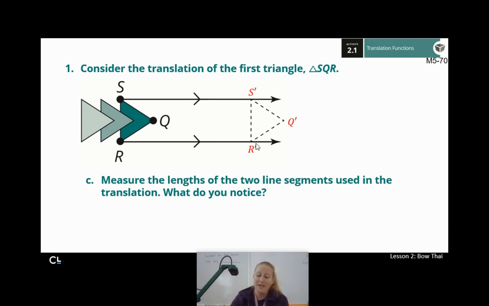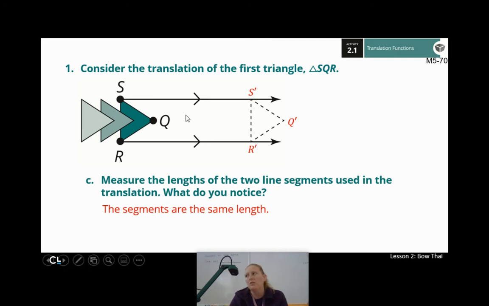So I grabbed my compass and I put the stabby guy on S and I stretched it out and I put the pencil side on S prime. And then I kept it there and I moved it and I put the stabby side on R, and I realized that the pencil side was on R prime. I realized that those two line segments are the same length. They're equal to each other.